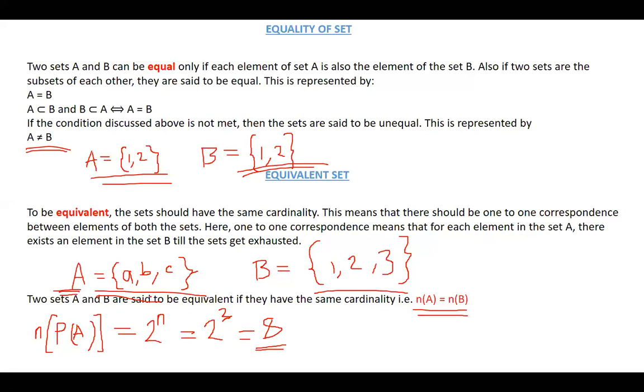So if you are to list the subsets of this set A here, you're going to have 8 elements in that set, which is the power set of set A.